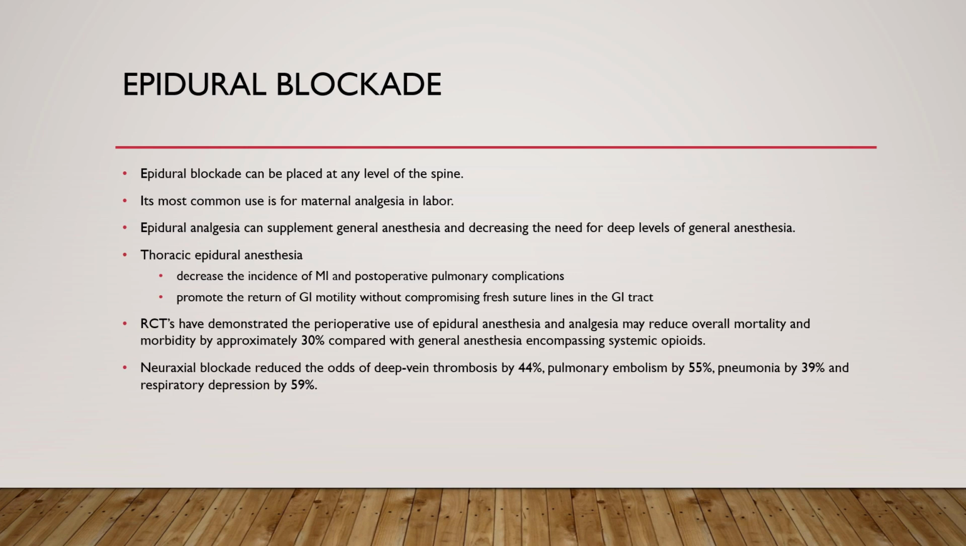There are well-controlled randomized trials that have shown that the perioperative use of epidurals for anesthesia or analgesia may actually reduce overall mortality and morbidity by about 30% compared with general anesthesia alone, where opioids are used as the sole mode of analgesia. Neuraxial blockade reduces the odds of DVTs by about 44%, PE by 55%, pneumonia 39%, and respiratory depression by 59%.